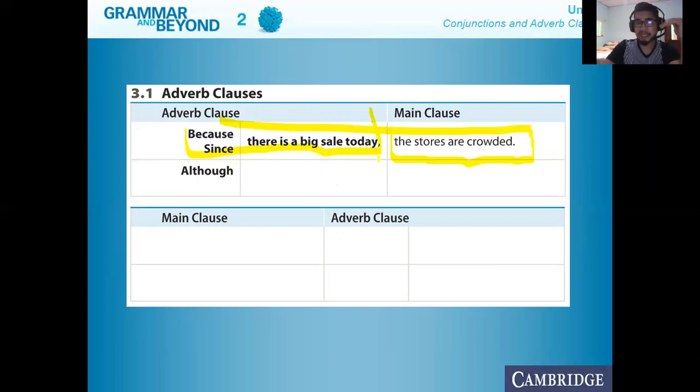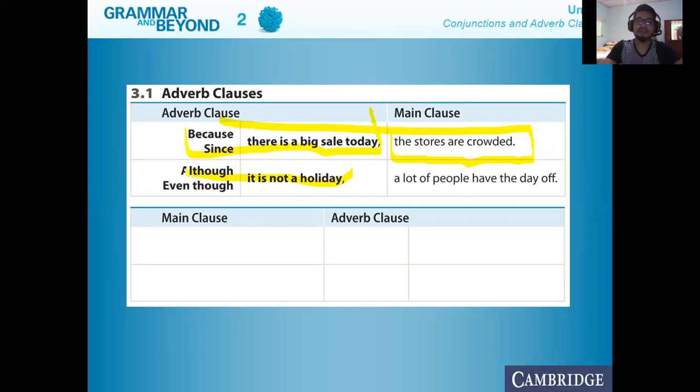Since is the same as saying because, okay? Since there is a big sale today, stores are crowded. Although it's not a holiday, a lot of people have the day off. Although it's not a holiday. It's like saying in Spanish, a pesar de no ser una festividad, a lot of people go out, they work. Even though, aunque it's not a holiday, etc. So as you see, they are really simple to use. They are not so complicated. You will always have the conjunction at the beginning, and then you will have a clause. Remember that clauses have a subject, they have a verb, they can have a complement as well, but they don't have a complete meaning on their own.